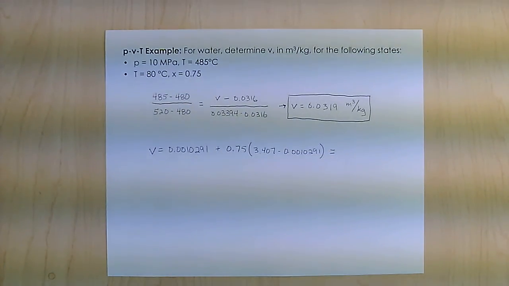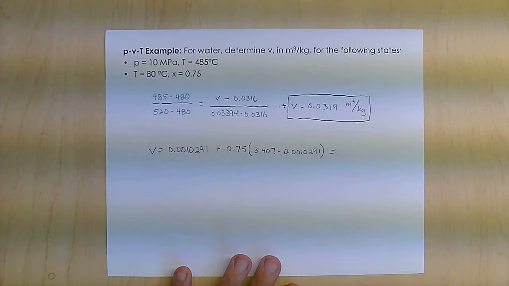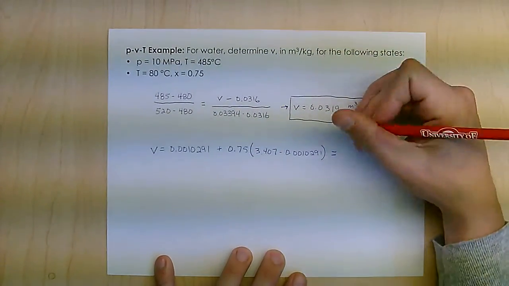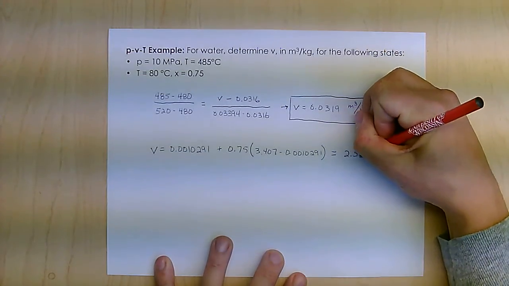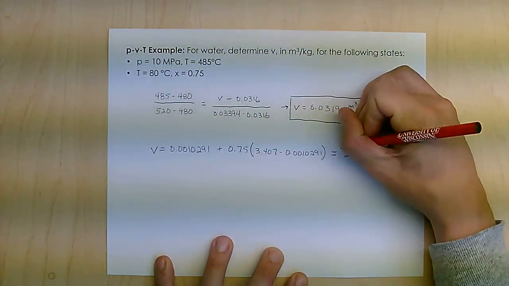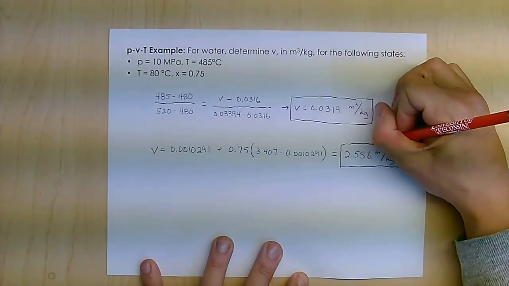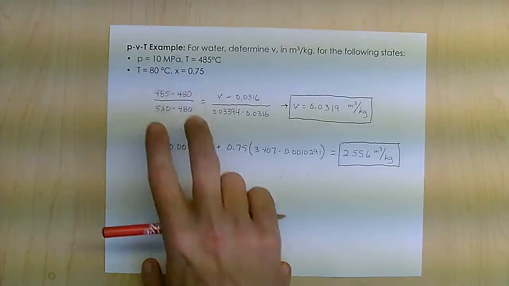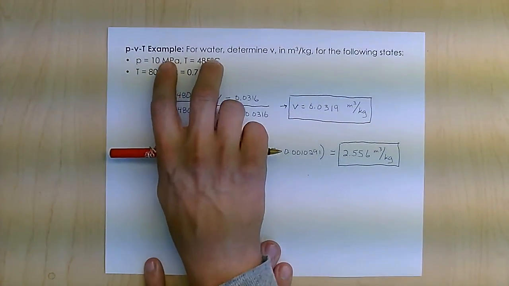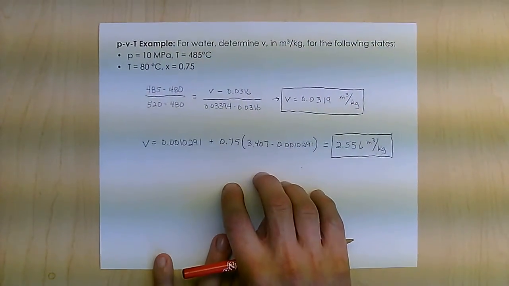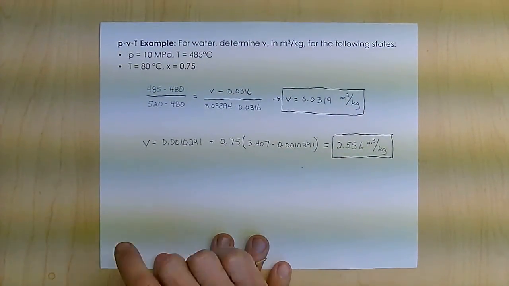After I do that calculation, I get 2.556 cubic meters per kilogram. So that's how I do interpolation. That's how I use my tables. Usually any two properties set my state. So I just use those two properties, figure out where in the table they are, and do my interpolation if I can't look them up directly.